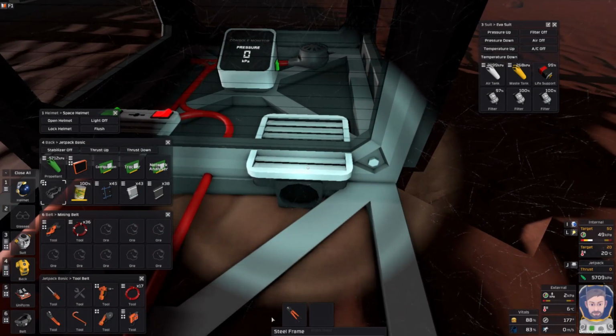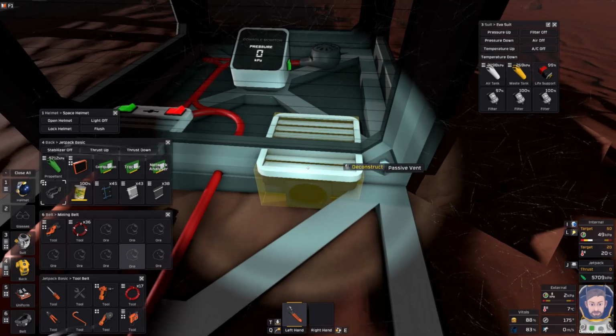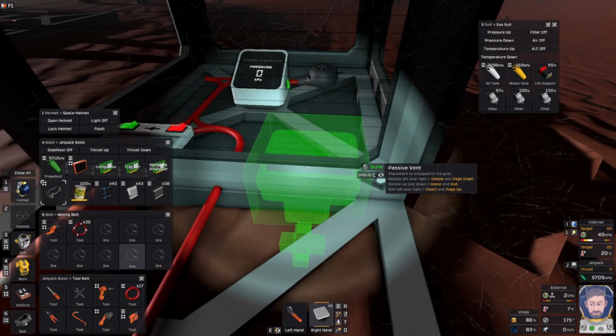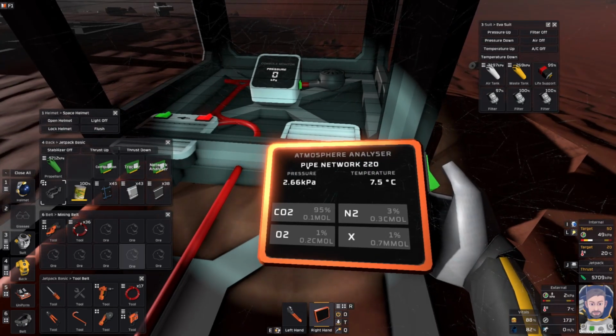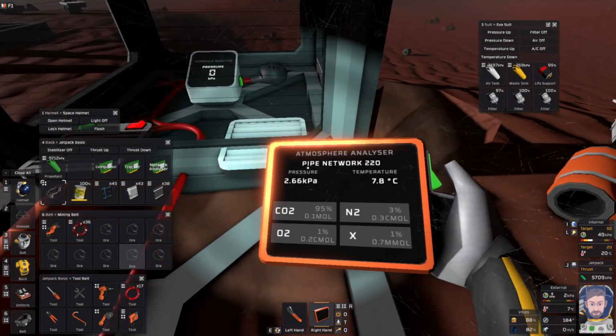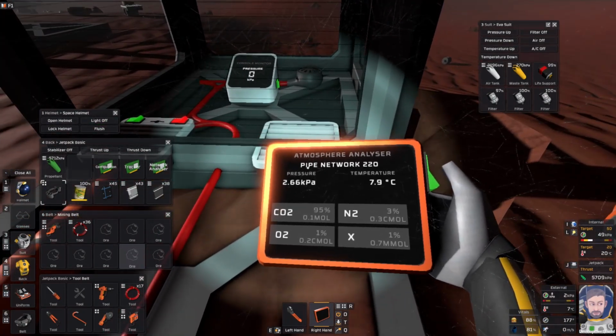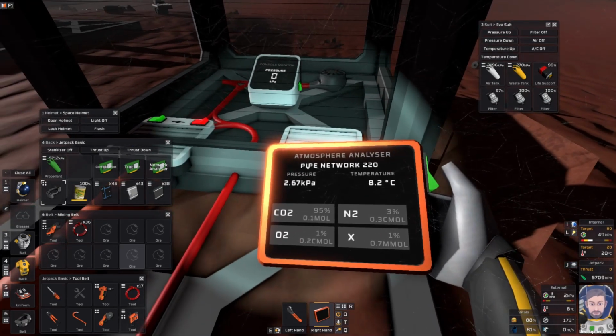Now let's look at this vent. What we're going to do is swap it around the other way. Then we'll look at it with our atmospheric analyzer. So there's actually air in there now, but there's no air in the room still. So that means this side over here is somehow connected to the external atmosphere. It no longer has a vacuum in it.